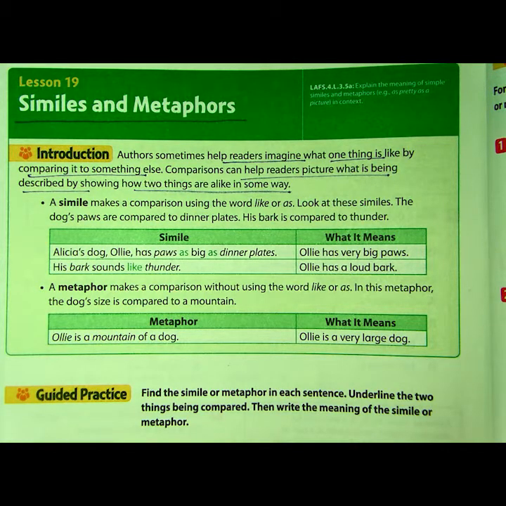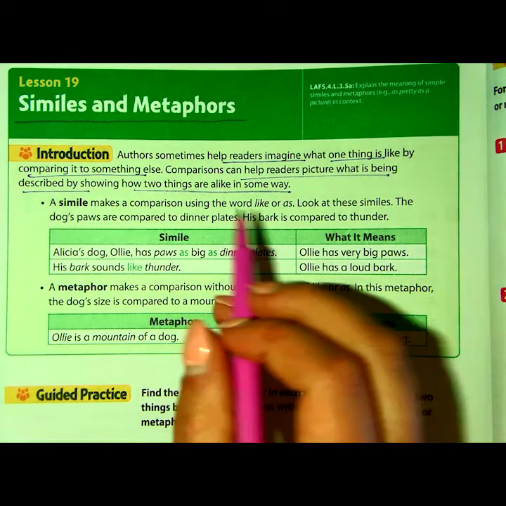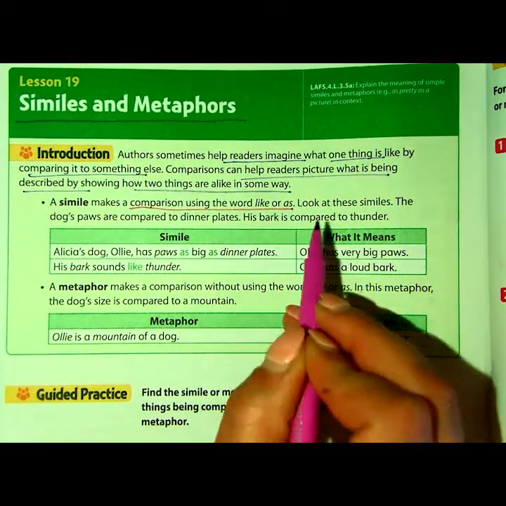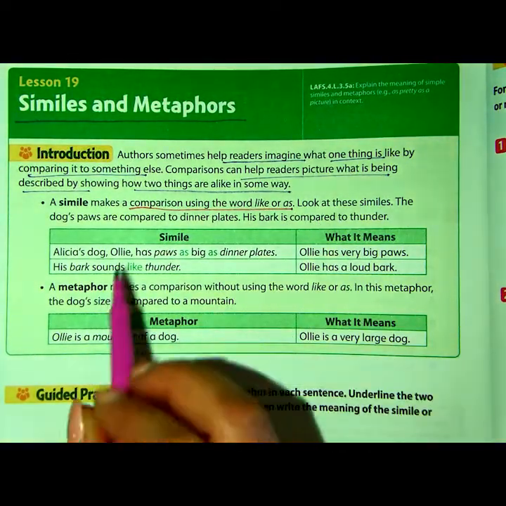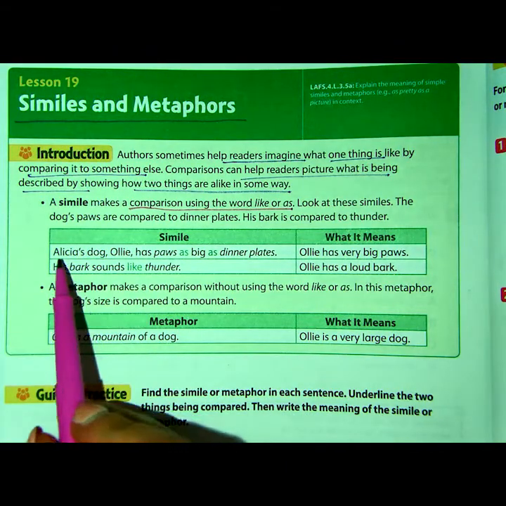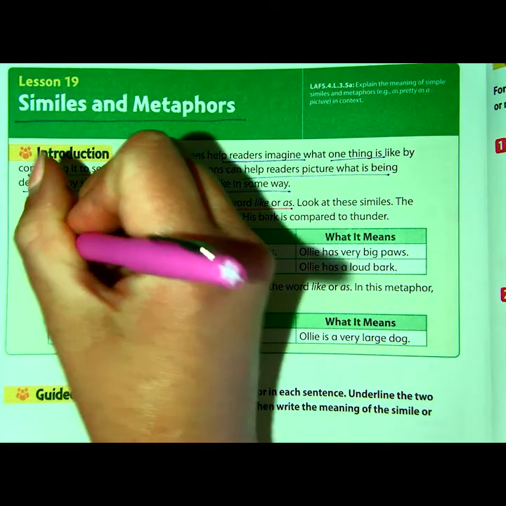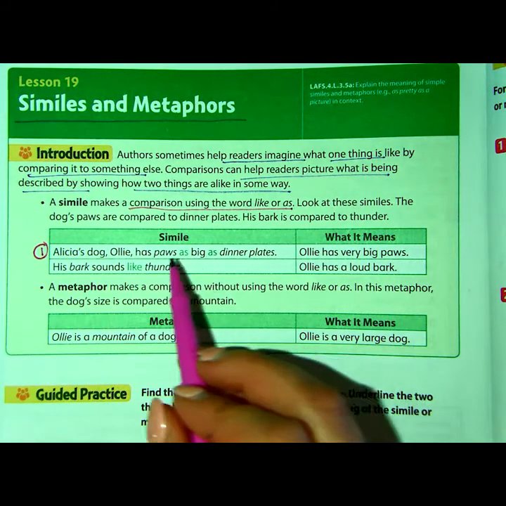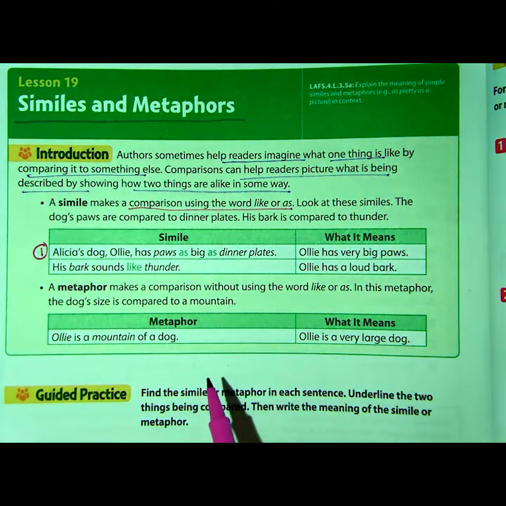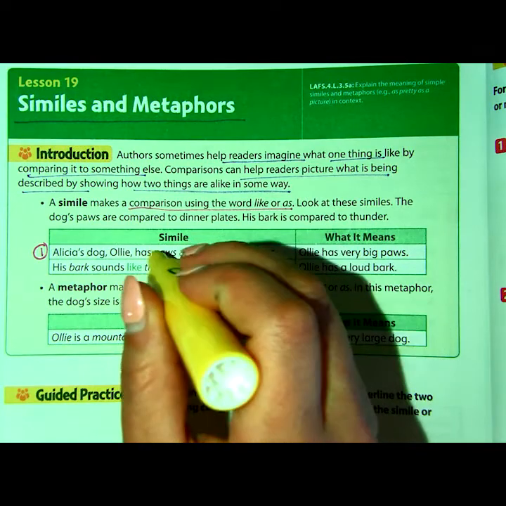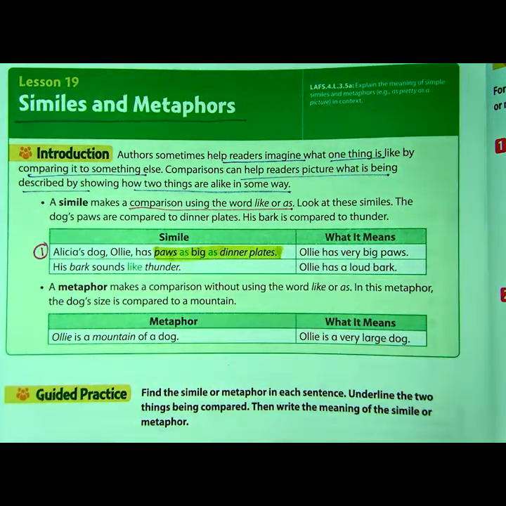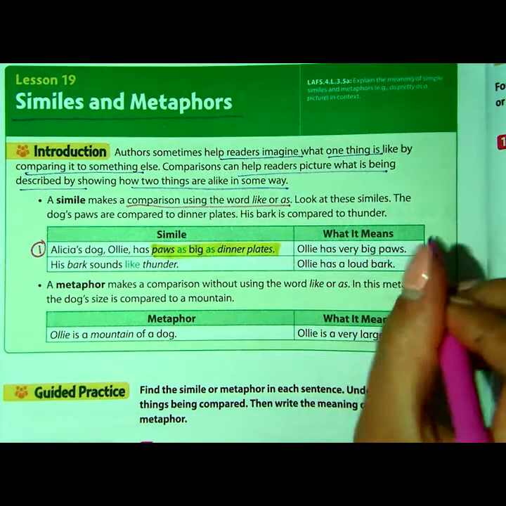First, we need to know, what is a simile? So it's a comparison, and it uses the words like or as. Take a look at these two similes. Let's look at the first one. So this is number 1 right here. Alicia's dog, Ollie, has paws as big as dinner plates. Wow. Well, I can tell that's a simile because it uses the words like or as. So I know that we're talking about his paws, and they are as big as dinner plates. So what does that mean? Well, that means that he has very big paws. You can see that right here.